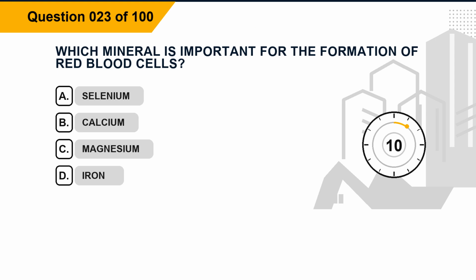Question 23. Which mineral is important for the formation of red blood cells? Option A. Selenium. Option B. Calcium. Option C. Magnesium. Option D. Iron. The correct answer is option D.